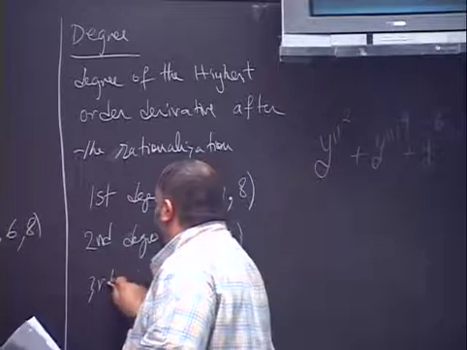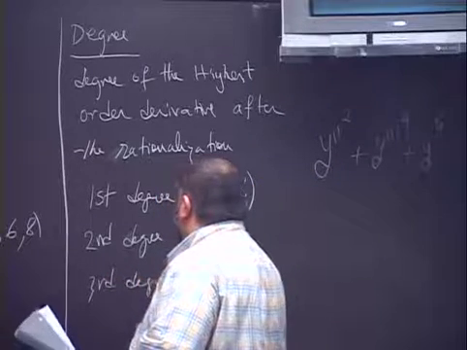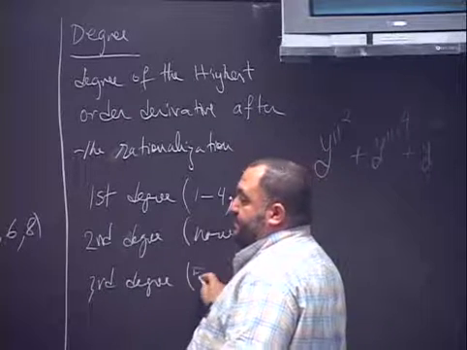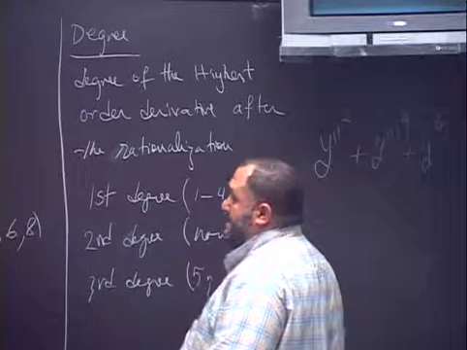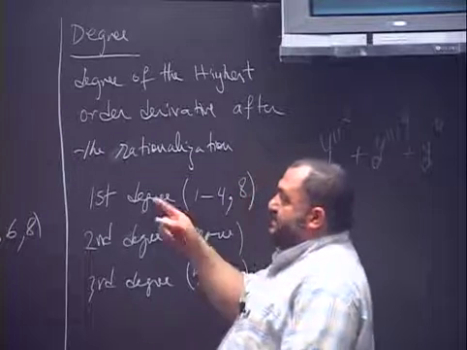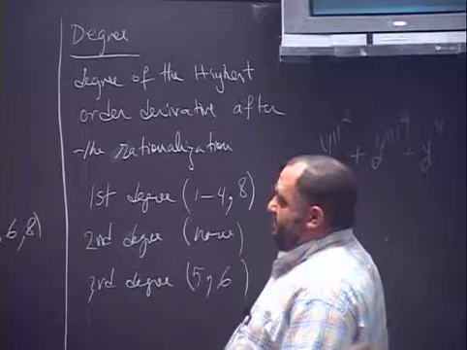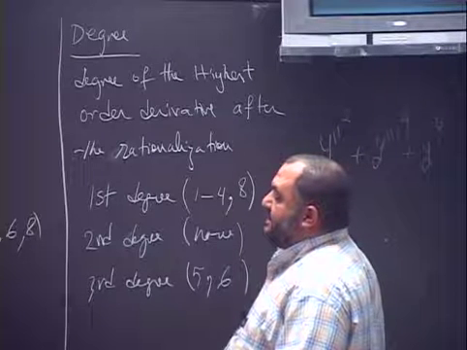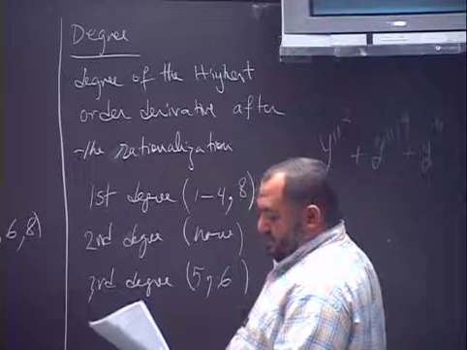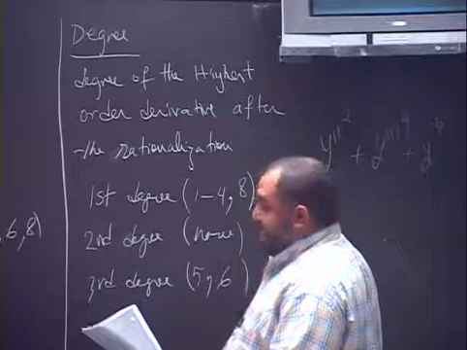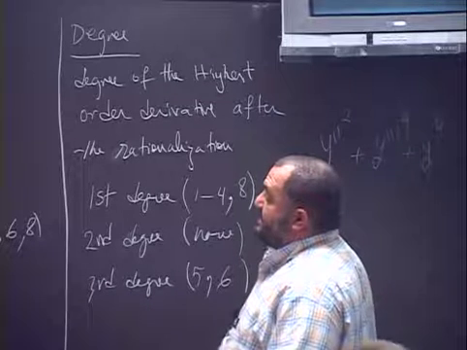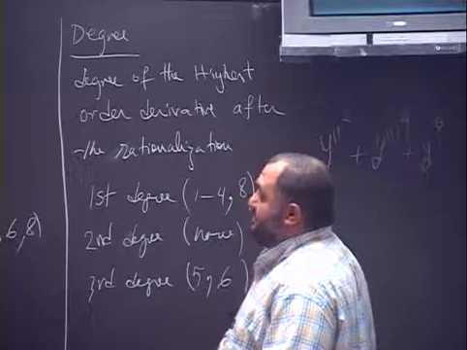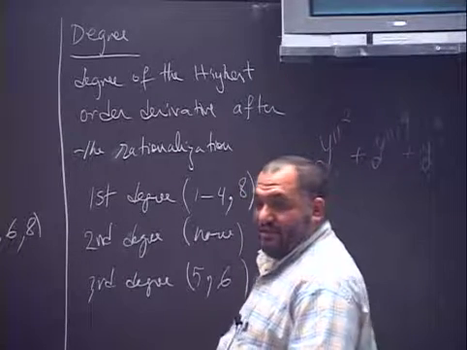Third degree. What else? 6. So 6 is raised to the third. The first derivative is raised to the third, and the second one is what? Number 6. We said 5 and 6? Yes. 5 is to the third, and also 6 to the third. Did you have any question?